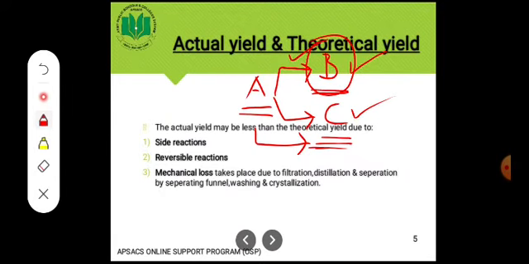So this is the main reaction and this is the side reaction. So due to side reaction, some byproducts may be formed, and due to the formation of byproducts, the actual yield of the main product is reduced.